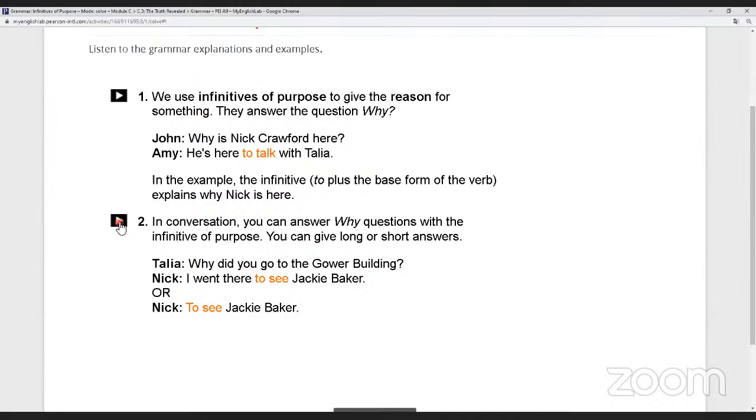So it's up to you, right? If you're gonna give a long or short answer: why did you go to the Gower building? I went there to see Jackie Baker, or directly, to see Jackie Baker, and it's okay. Both options are okay. It's up to you, but we use the second one in spoken English in a very informal way, and it's okay, right? So, do you have any question until this part, Jose?